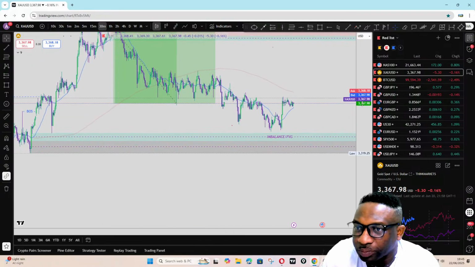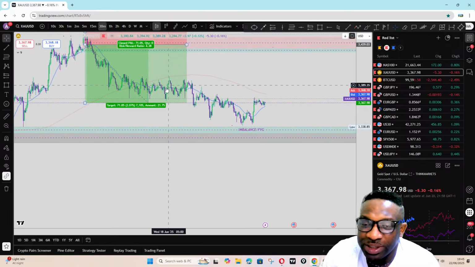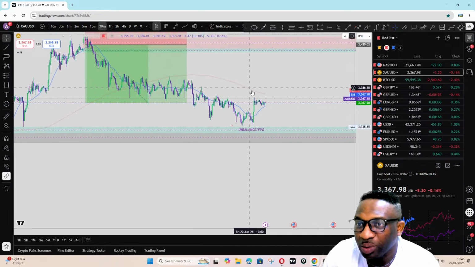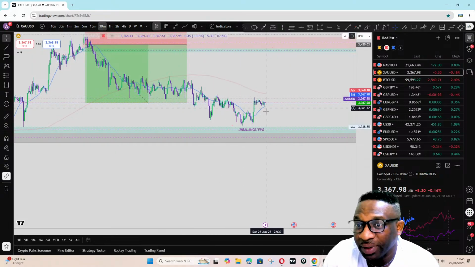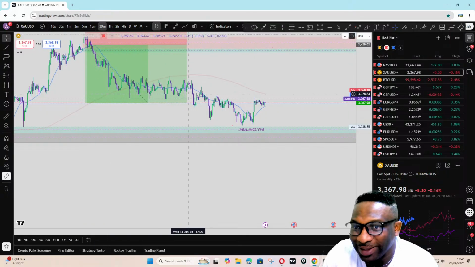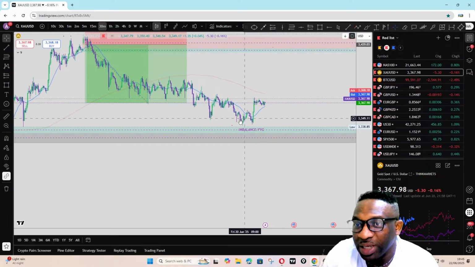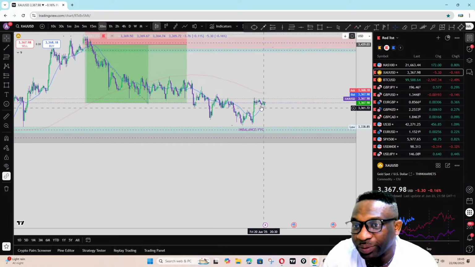That's why I'm saying there's still potential. We can see that price is trading below the 200 moving average, and it's currently in between. So basically, we say we're in the downtrend. So we'll see how price reacts from this point on.